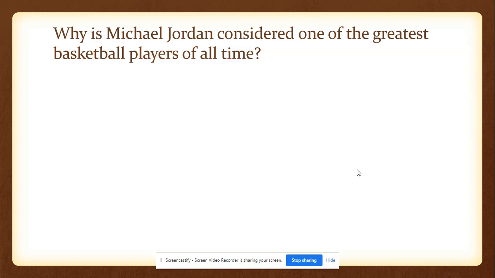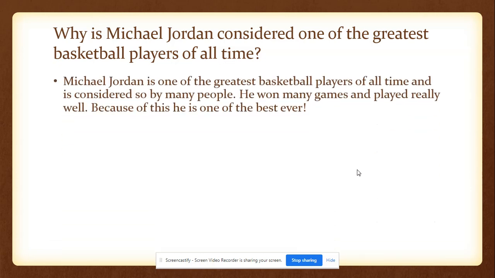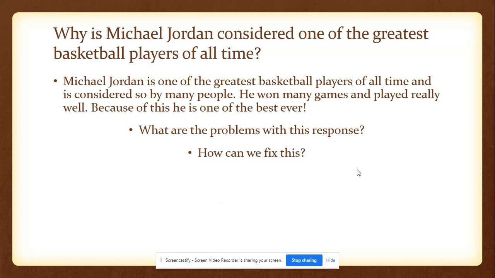So let's say we were trying to answer this and we put this down. Michael Jordan is one of the greatest basketball players of all time and is considered so by many people. He won many games and played really well. Because of this, he is one of the best ever. What are some of the problems with this response maybe? Can you think of any? How can we maybe fix this?